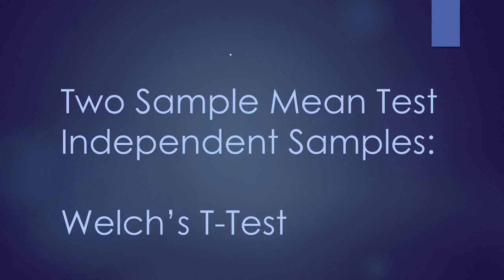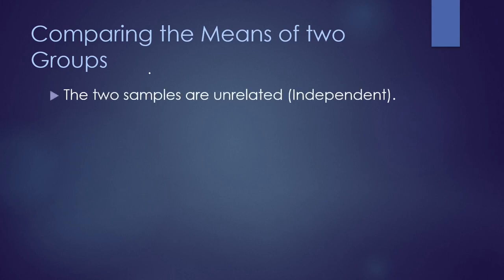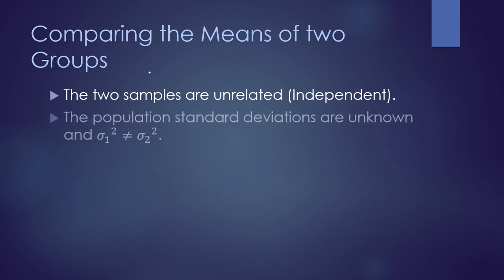Two-sample mean tests for independent samples, also known as Welch t-tests. We are going to compare the means of two groups, and we have some conditions. The first condition is the two samples are unrelated or independent from one another.